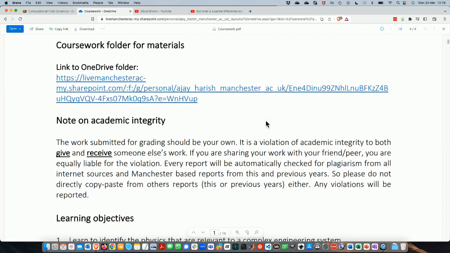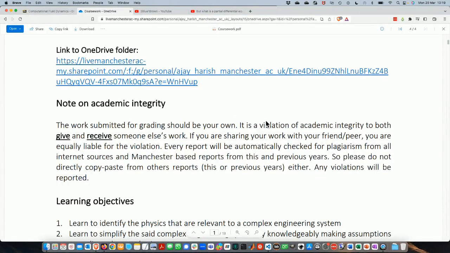One important thing, a note on academic integrity, which I don't have to stress upon, is that you should not be giving your solutions to another person. Don't give your report to another person. You're as guilty of academic misconduct if you're giving it as the person who is receiving it and writing it. If you say tomorrow that I gave it to him to refer, but he or she copied it and wrote it from my report, then you are as guilty because you shared it, right?